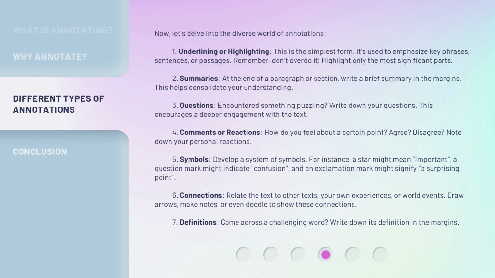Now, let's delve into the diverse world of annotations. 1. Underlining or highlighting. This is the simplest form. It's used to emphasize key phrases, sentences, or passages. Remember, don't overdo it. Highlight only the most significant parts. 2. Summaries. At the end of a paragraph or section, write a brief summary in the margins. This helps consolidate your understanding.